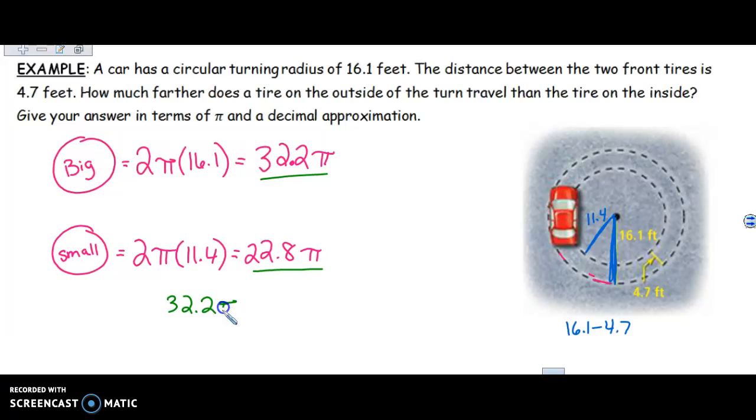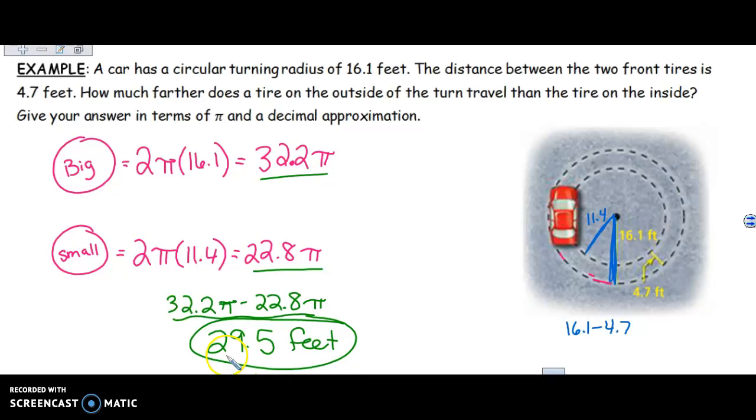Now we want to take the big minus the small: 32.2 pi minus 22.8 pi. What would that give us? Actually, we don't need to leave this one in terms of pi because it doesn't come out to a nice number anyway, but if you calculate that out, you get 29.5 feet. That means that for every time that car makes a circle, the outside tire is going almost 30 feet further than the inside tire.